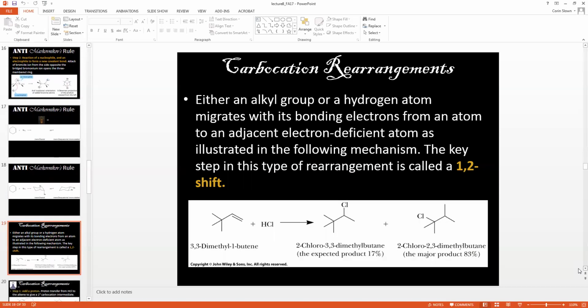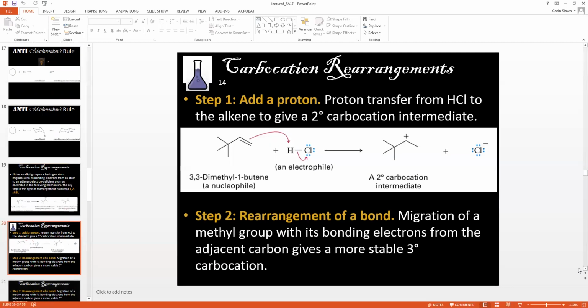So it's important for us to remember that either an alkyl group or a hydrogen atom can migrate with its bonding electrons from an atom to an adjacent electron deficient atom. This is what we call shifts. These are carbocation rearrangements. In this case, my double bond reacted with HCl, and notice I formed not just one, but two possible products. That second product is interesting. Why did that occur? Well, I did a 1,2 methyl shift. So let's take a look at that mechanism in a little more detail.